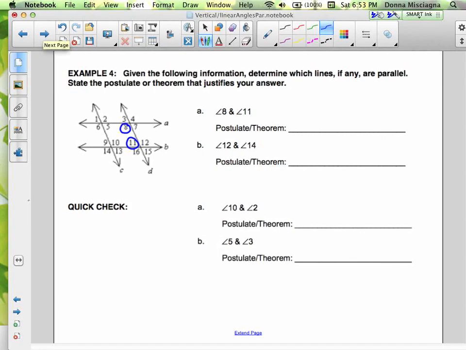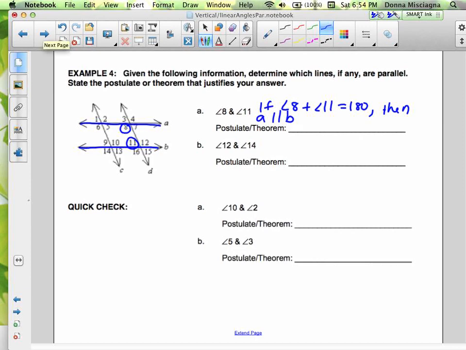So we want to determine which lines, if any, are parallel. So we have angle 8 and angle 11. The only way to determine our lines would be parallel, because it doesn't really say anything, it just says and. If angle 8 plus angle 11 equals 180 degrees, the lines that would be parallel are the lines that those 2 angles are in between. Then line A would be parallel to line B.